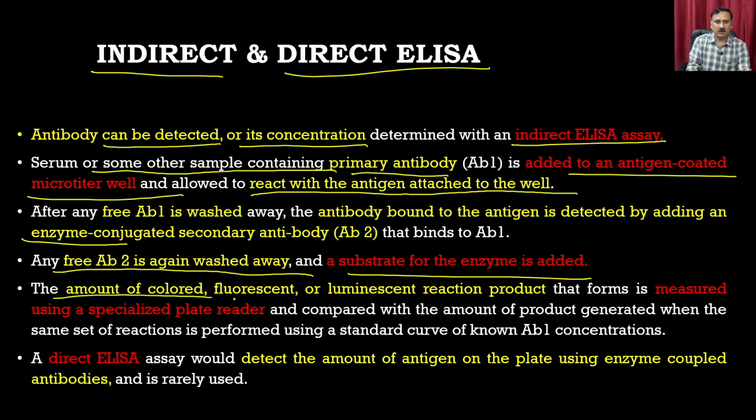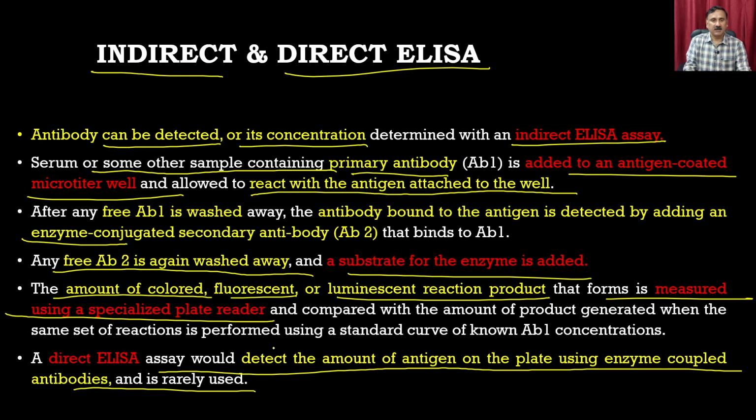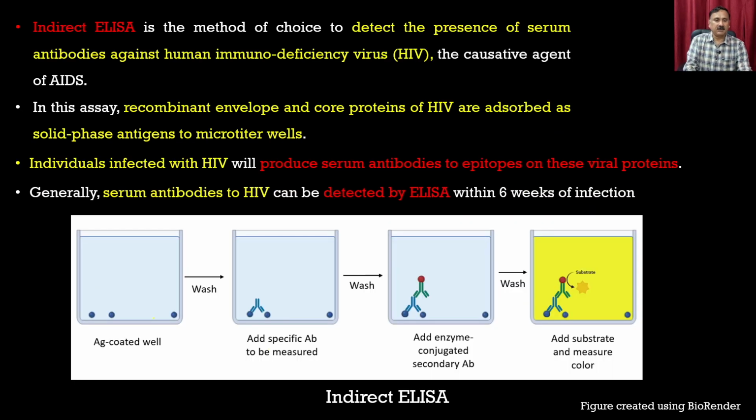The amount of colored, fluorescent or luminescent reaction produced is a direct measurement of the amount of primary antibody present in that reaction. A direct ELISA would detect the amount of antigen on the plate using enzyme-coupled antibodies, and it is rarely used. So this is the basic principle: you have antigen-coated wells, then you add the primary antibodies, then you wash, and then you add the secondary antibody. The secondary antibody has the enzyme on its constant region, and when you add the substrate, it gives you the product.